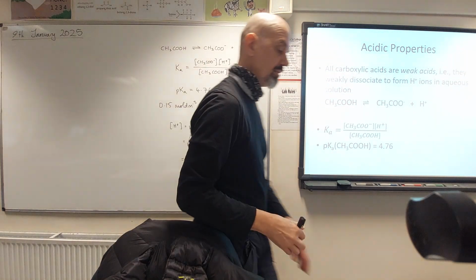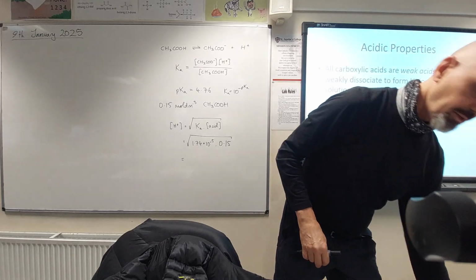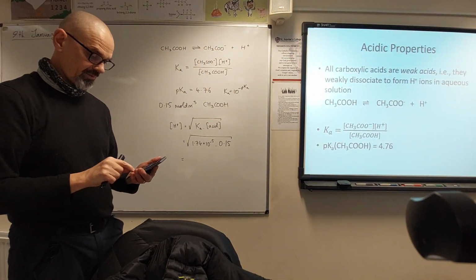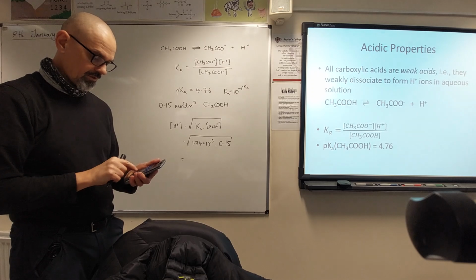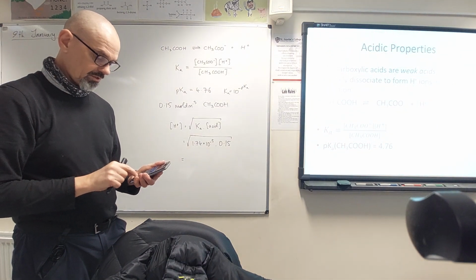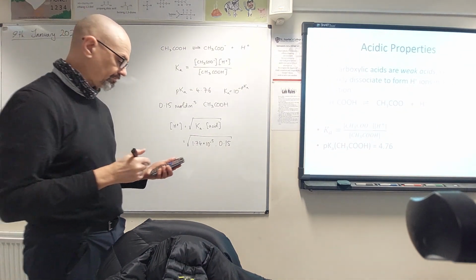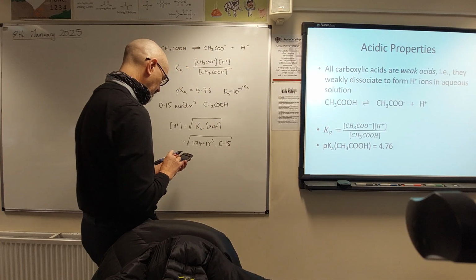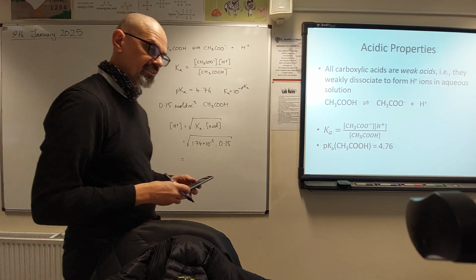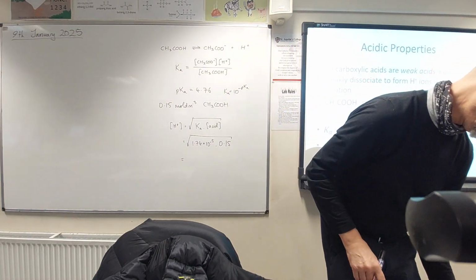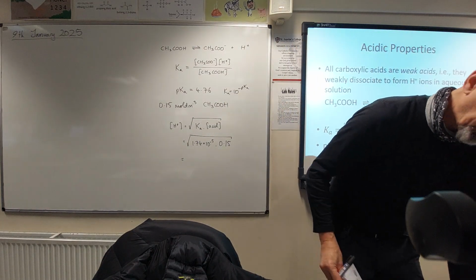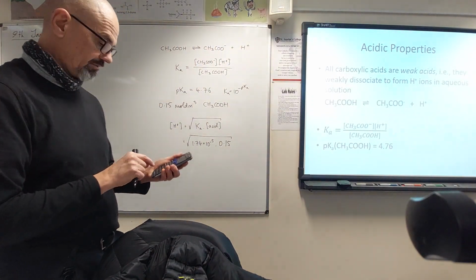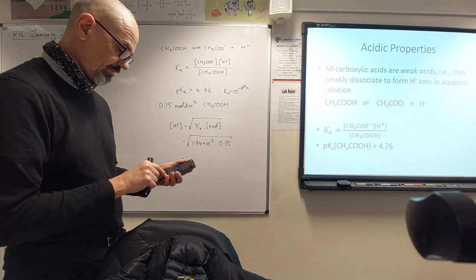Gives us a concentration of H plus, which I didn't work out in advance. Times 0.15 and square root it. This calculator doesn't like it if I do that. Why do calculators stop allowing you to just square root the number in the calculator?